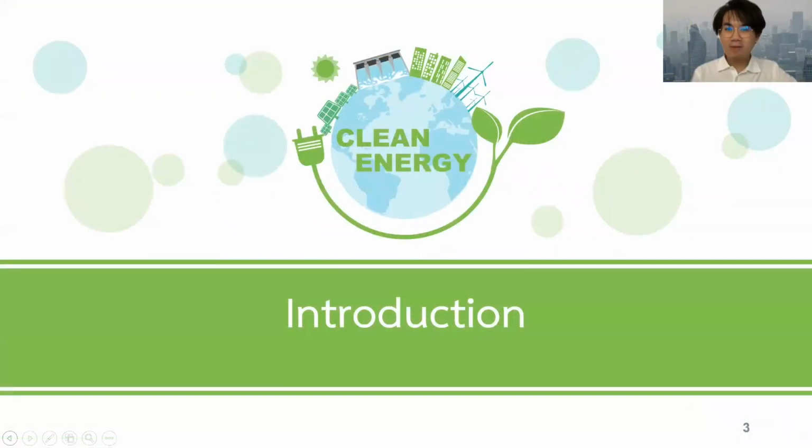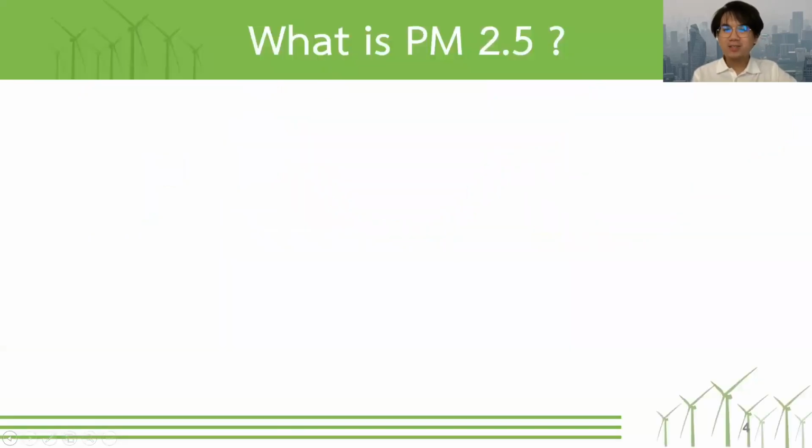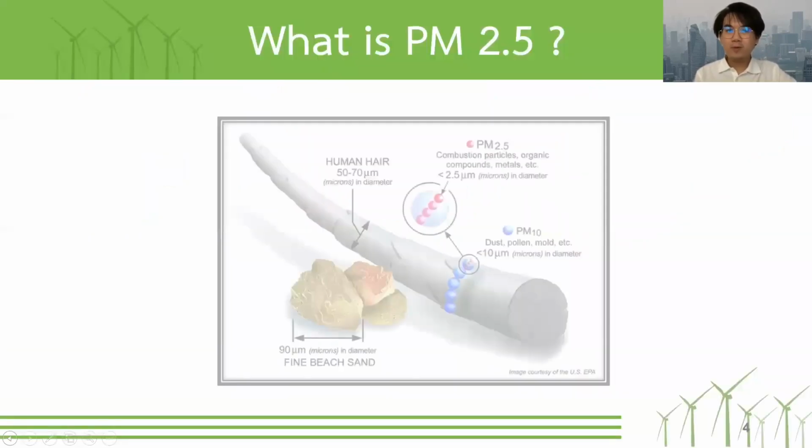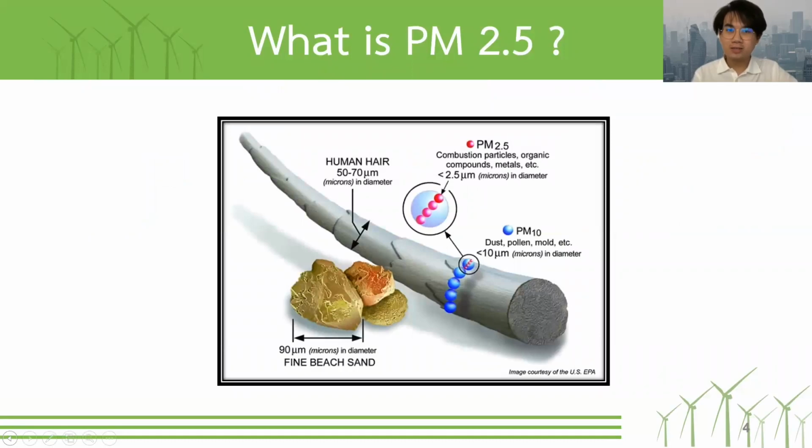Okay, let's talk about our project. So what is PM2.5? PM2.5 is particulate matter with a size of 2.5 micrometers. If you look at the picture, you can see that PM2.5 is a very small particle. If you compare it with the diameter of your hair, PM2.5 is approximately 30 times smaller. So I think it is not a good idea to have this particle in your body, right? Because PM2.5 can affect many systems of your health.